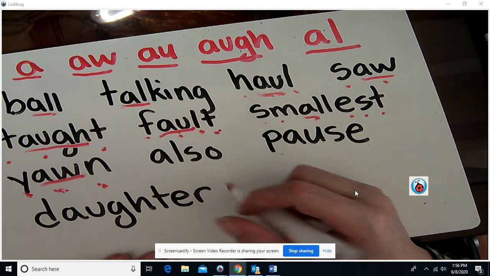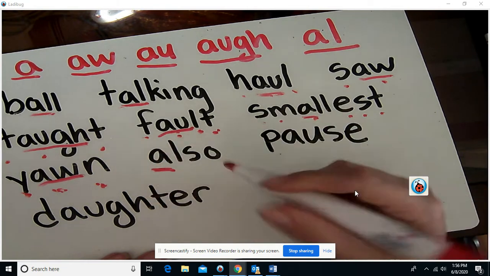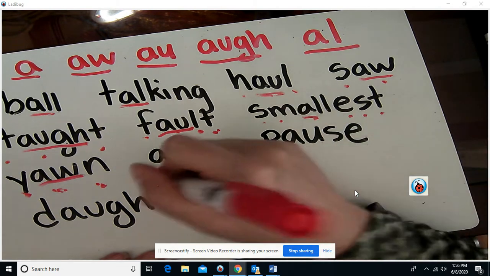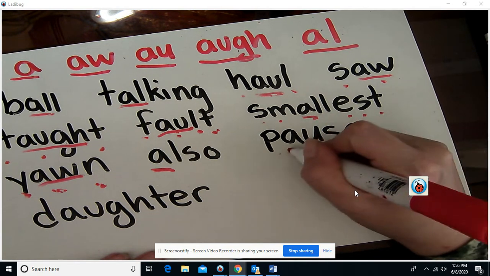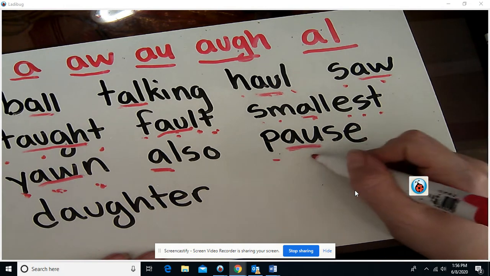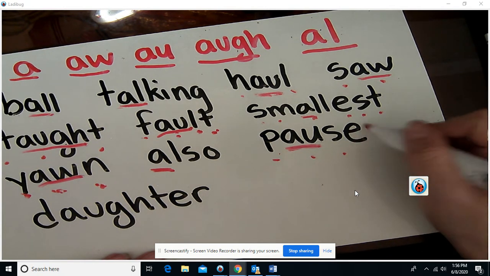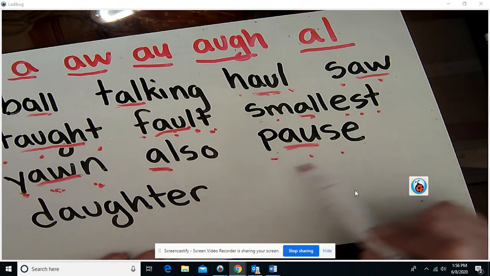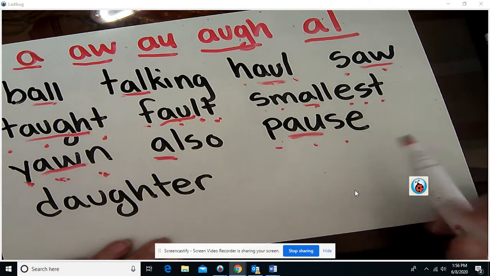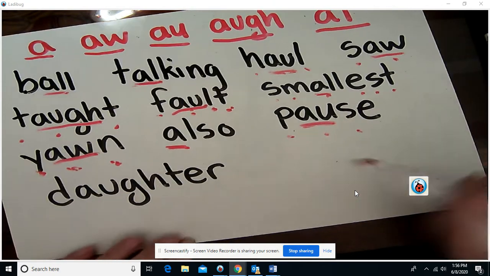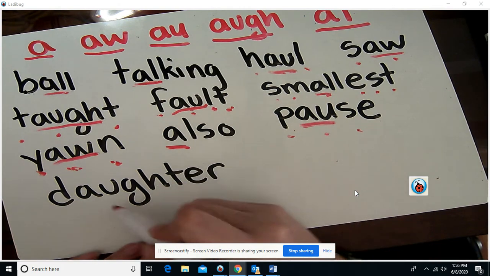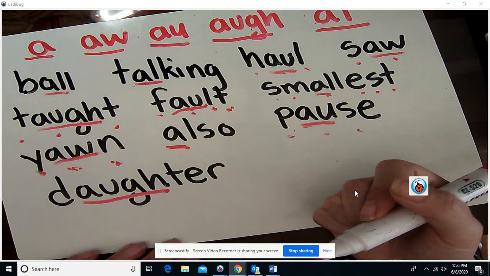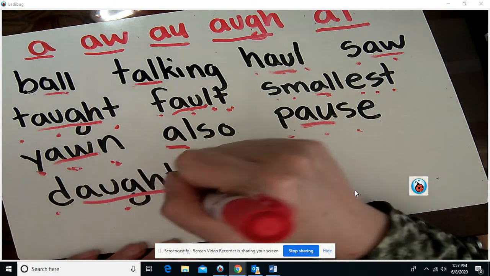Also has that A sound, also. Pause, AU, z. That E doesn't make a sound, so technically we have three sounds there. Pause. This means like pause that video, stop, pause. And then finally we have daughter, AUGH. This whole section sounds like ah. Daughter.